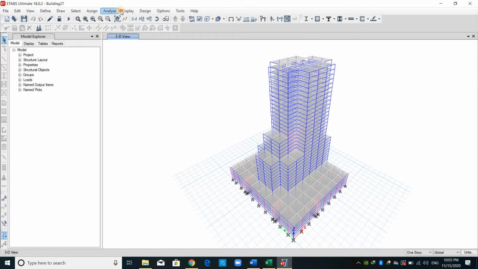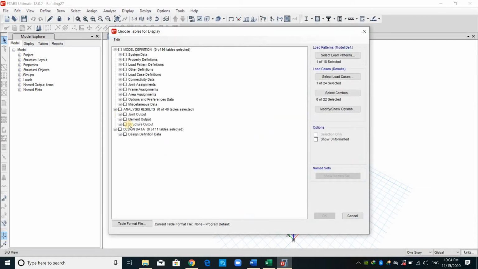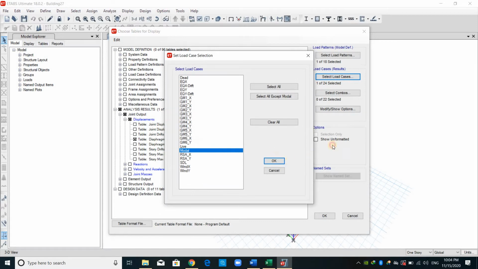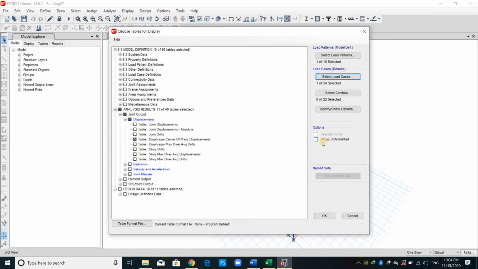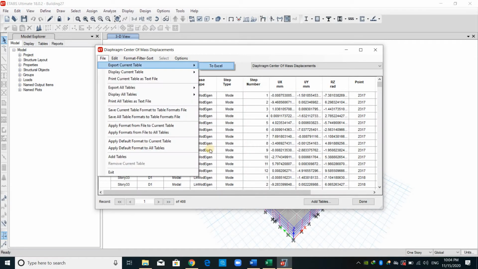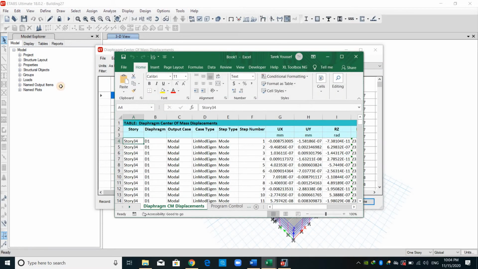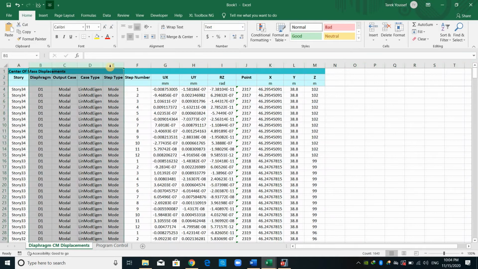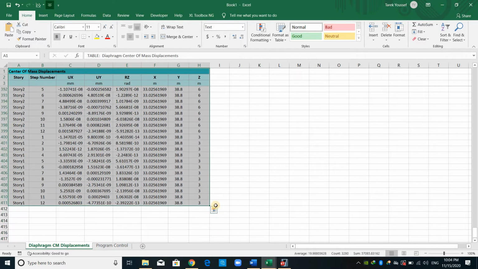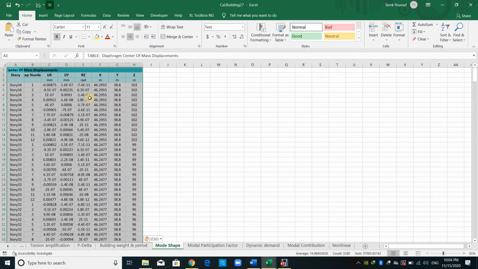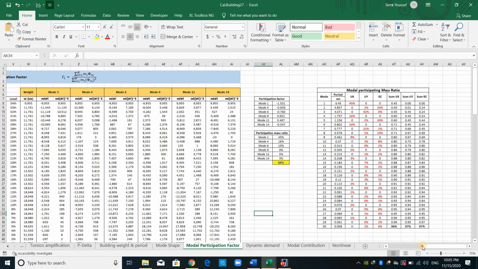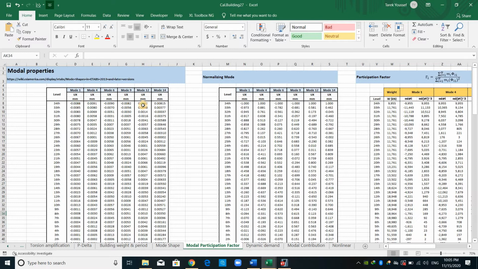I will go to ETABS and I will export the mode shapes again. And diaphragm center of mass displacement. Check model here, the modal load case. And you should click here show and formatted in order to obtain more accurate results. And export to Excel. Now we have the new results, which have many numbers after the comma, and I have copied this value to this sheet, the one we have prepared previously for computing the modal participation factor, as shown here.